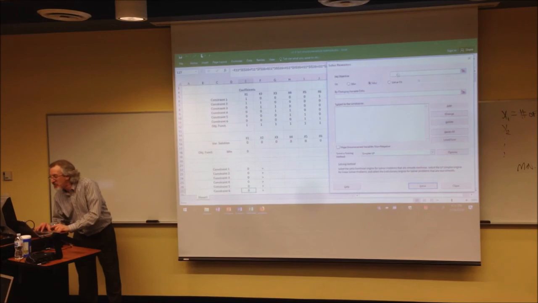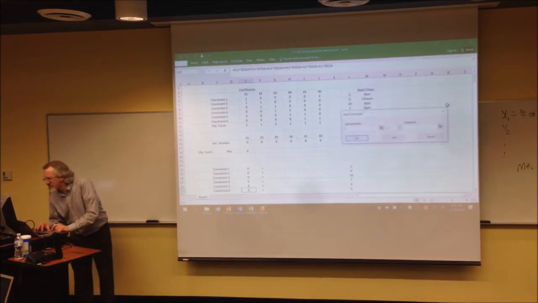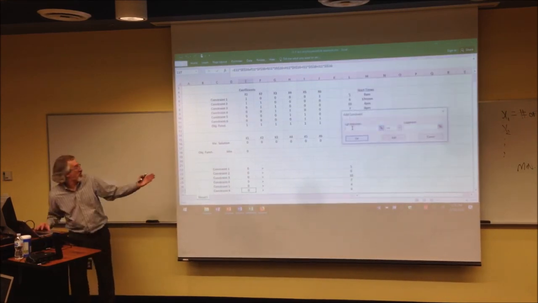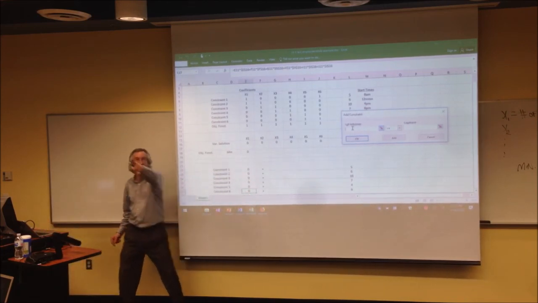Switch this to minimum. You told me Set Objective is going to be this cell right here. Then you told me by changing variable cells, you said right here, 16 all the way to 16. Going to constraints, I'm going fast. This is all review. I thought this was done. Left side, are they all greater than or equal? I'm going to take the shortcut, since they're all the same sign.